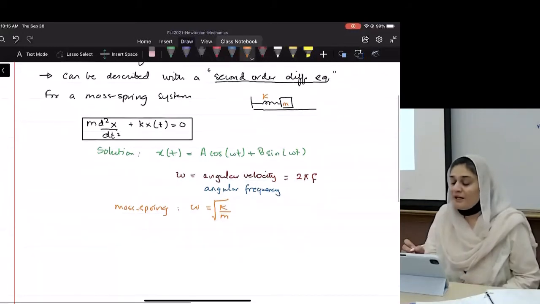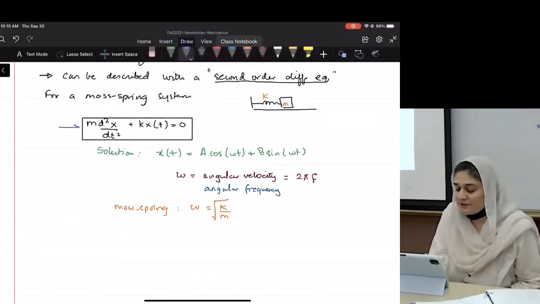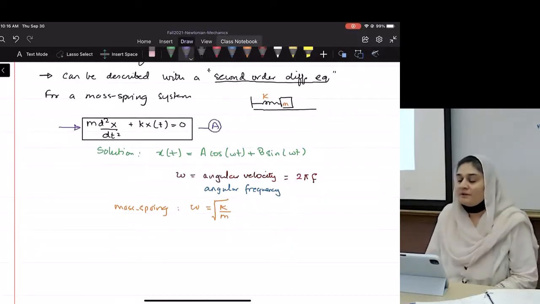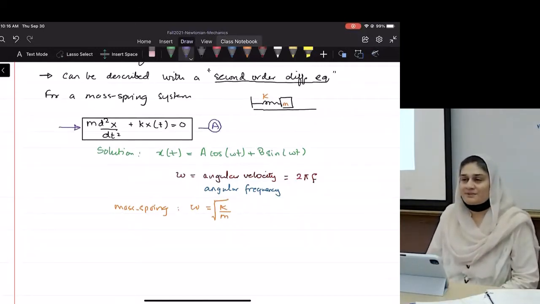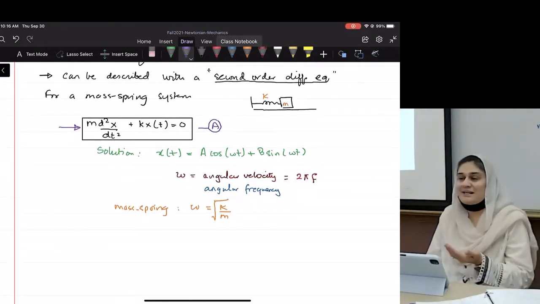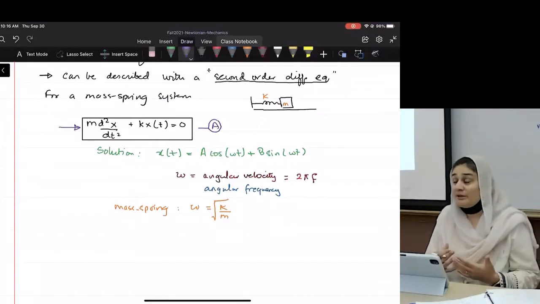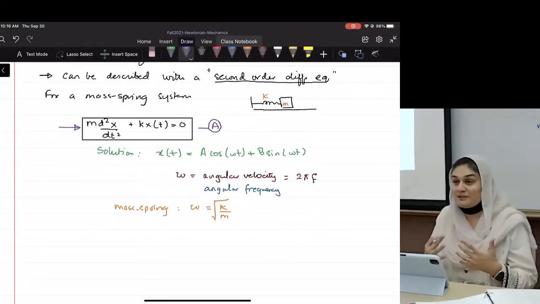So now the fact that I have given you this equation, I'm going to call this equation A. We are in Newtonian mechanics. We cannot just accept that that is an equation that we need. We have to develop it from all the methodologies that we have learned.